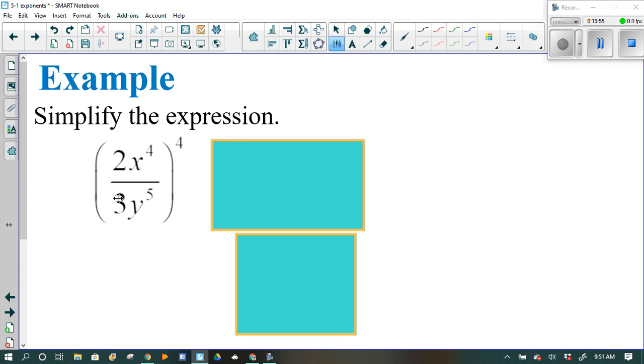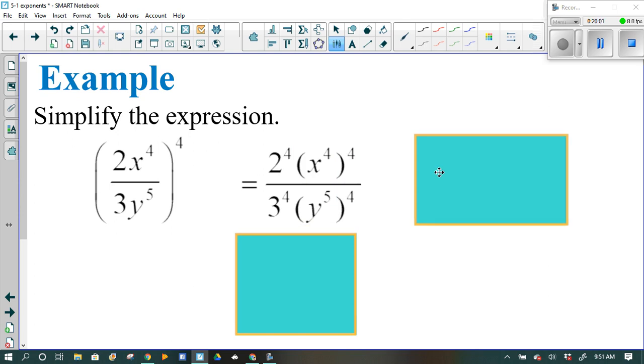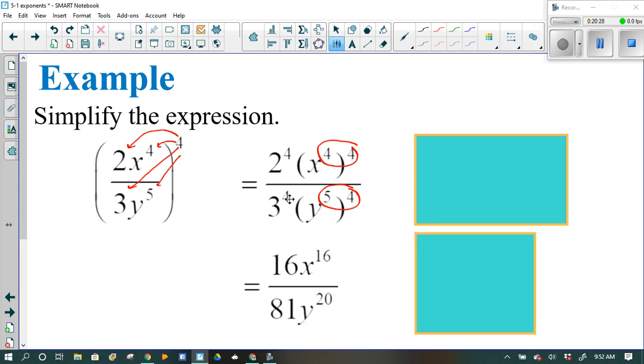2x to the 4th over 3y to the 5th, to the 4th power. So you're going to take that exponent and share it with every piece. It gets shared with the 2, it gets shared with this, it gets shared with the 3, it gets shared with this. So 2 to the 4th, x to the 4th, over 3 to the 4th, y to the 5th to the 4th. So power to a power, you multiply. Power to a power, you multiply. So 2 to the 4 is 16. 4 times 4 is also 16. 3 to the 4 is 81. 5 times 4 is 20. So your final answer, 16x to the 16 over 81y to the 20.